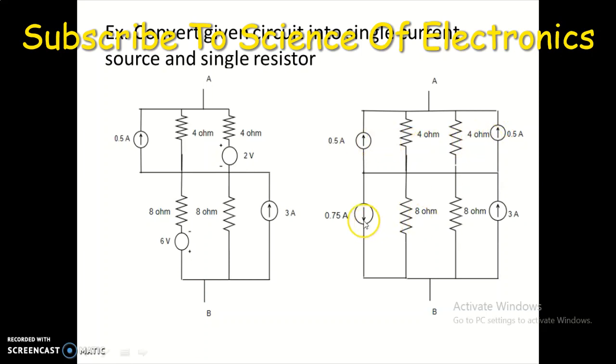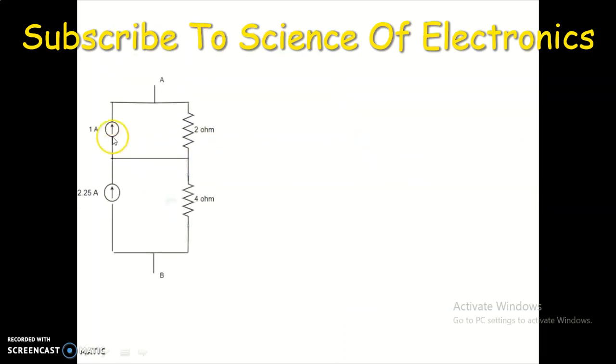Similarly, this current source and this current source are traveling in opposite directions, so 3 minus 0.75, which is 2.25 ampere in the upward direction, and 1 ampere in the upward direction. So we can draw the circuit like this: 1 ampere in the upward direction, the equivalent resistance of the two resistances in parallel, 2.25 in the upward direction, and the equivalent resistance of the two 8 ohm resistances, which is 4 ohm, in parallel.